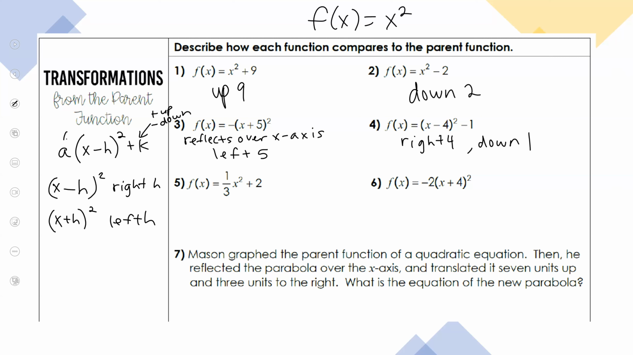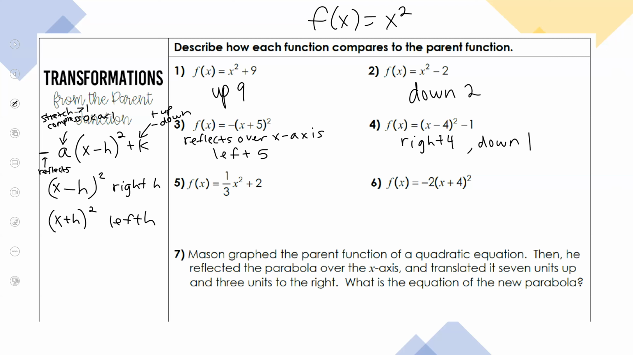The a in the front will determine if it's a vertical stretch or a compress. Compress if it's between 0 and 1, and a stretch if it's greater than 1. Okay? And if there's a negative, that means it's a reflection. Okay, so if you forgot, please write these little notes off to the side. Those are the different parts.